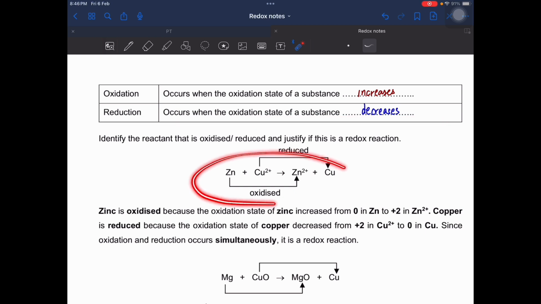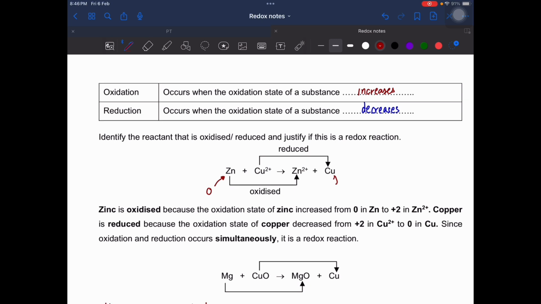Now we look at this example over here. Okay, Zn here is an element, so the oxidation state is 0. Rule 1 says that if it's just an element, the oxidation state must be 0. Copper over here is just an element, oxidation state will be 0. Copper 2+, however, over here, if it's an ion based on rule 2, they must follow the charge of the ion. So in this case, it's a +2. Zinc 2+, based on rule 2, it is a +2.